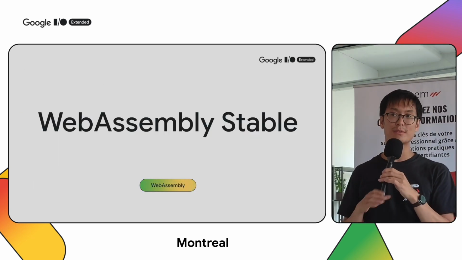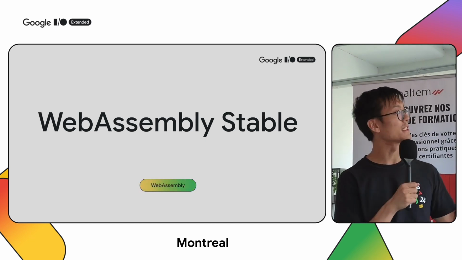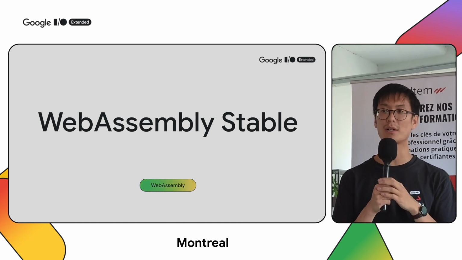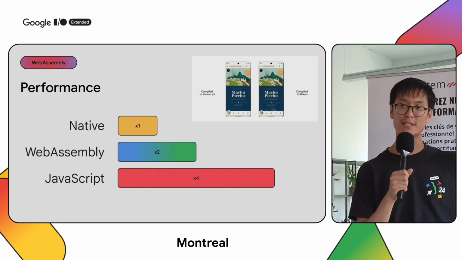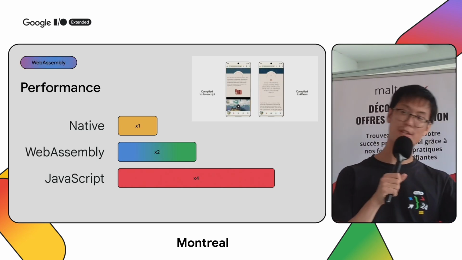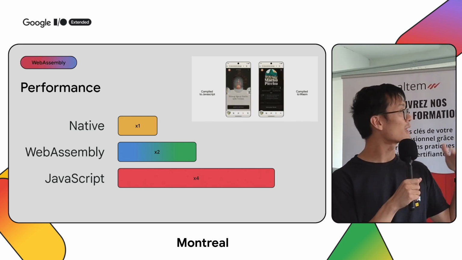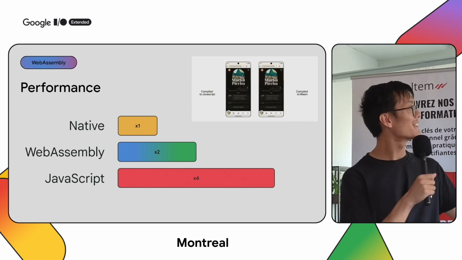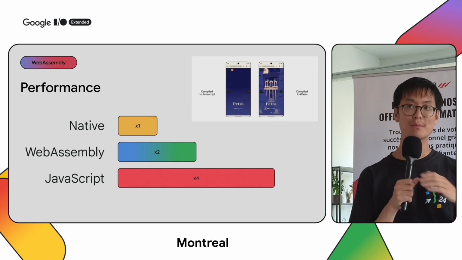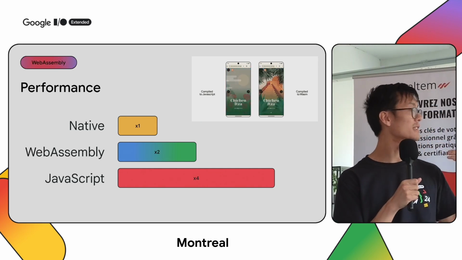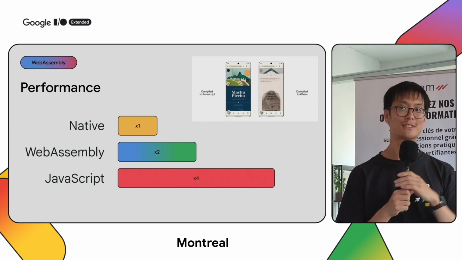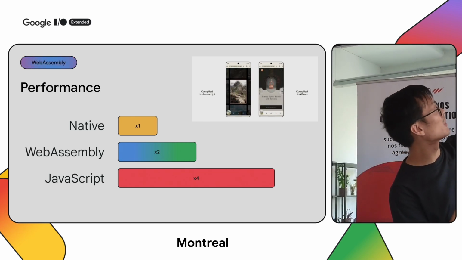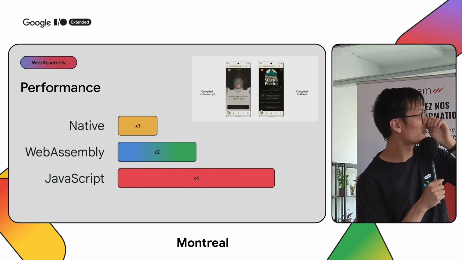What they announced for 3.22 is WebAssembly stable. What they expect from it is that you have the native ones, Android and iOS, running fast. WebAssembly is actually 2 times slower than native. But compared to JavaScript, when you compare with web, it's twice faster than JavaScript. They had a small example here, I don't think you can see from here.